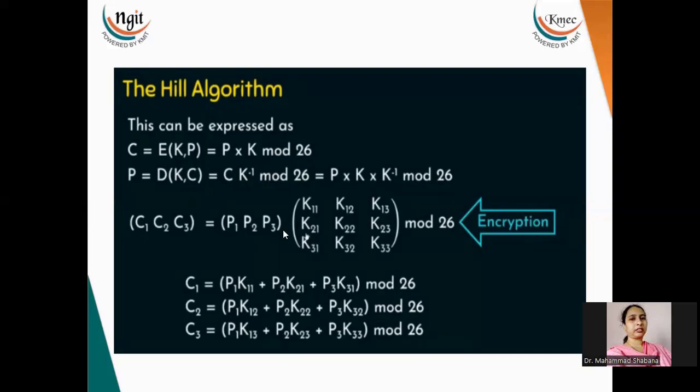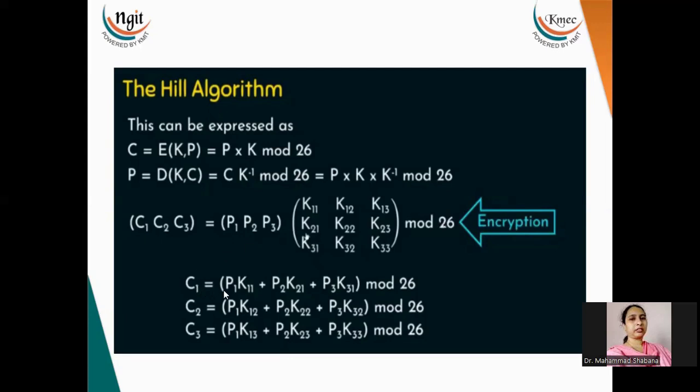Let's go through the steps involved in implementing the Hill cipher in C. Here we are taking C1, C2, C3 as cipher text blocks and P1, P2, P3 as plain text blocks, and this is the key matrix we are using: K11, K12, K13, K21, K22, K23, K31, K32, K33. We take a 3 by 3 key matrix and multiply with mod 26, because the alphabets we are taking are 0 to 25.